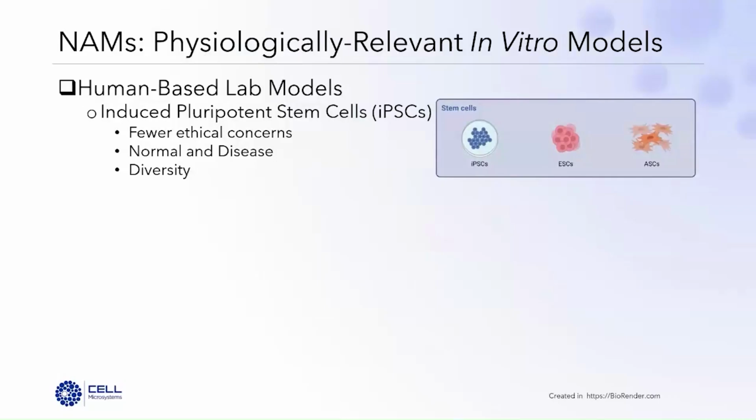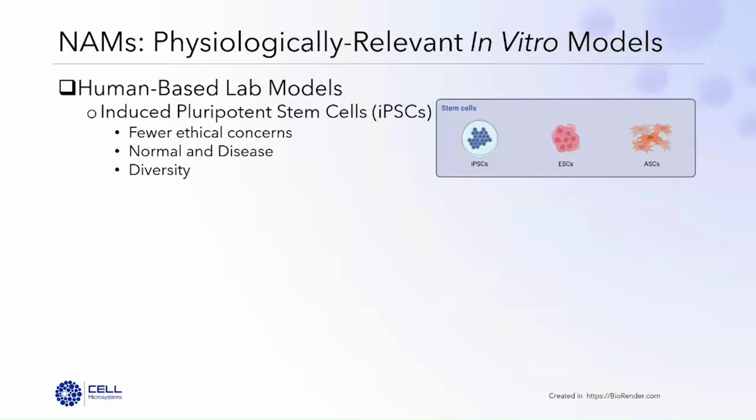So the lab-based human models really start with the broader acceptance of induced pluripotent stem cells as an alternative to traditionally used immortalized cell lines. iPSCs are adult cells, typically derived from skin or blood, that can be genetically reprogrammed back into a pluripotent state, which means they can then develop into nearly any cell type of the human body.